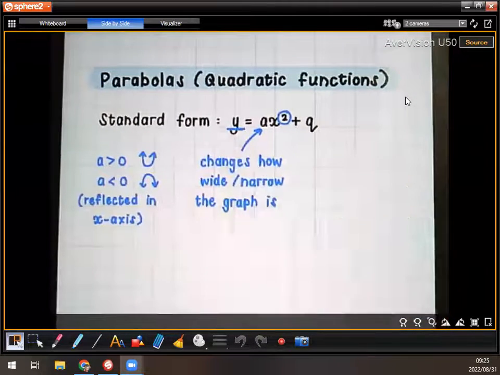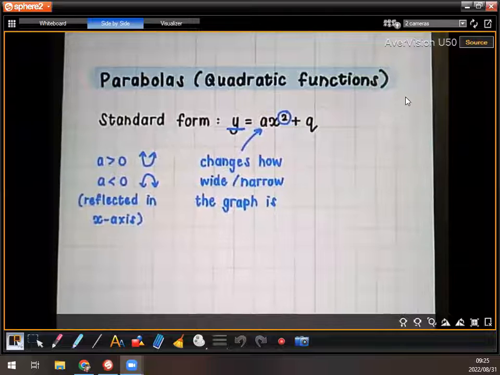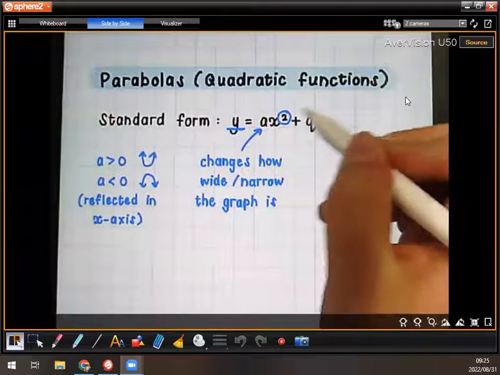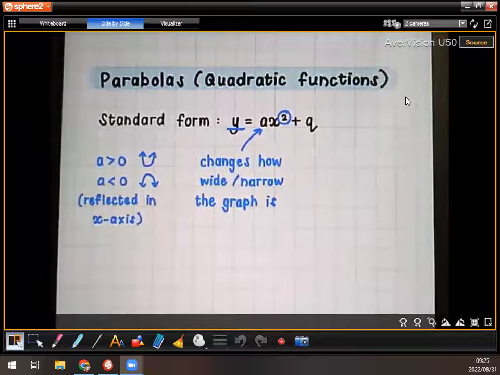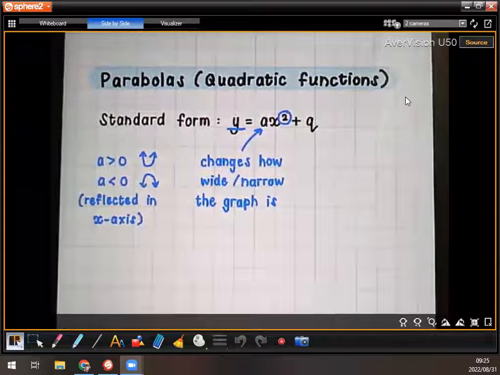Remember that Y literally represents all the Y values on the graph. So as soon as your Q value is plus 1, you're actually adding 1 to all of your Y values. And as soon as it's a negative 1 or whatever, you're actually subtracting 1 from all your Y values. And what happens then is that the entire graph is going to either move up or move down. I'll show you that after.